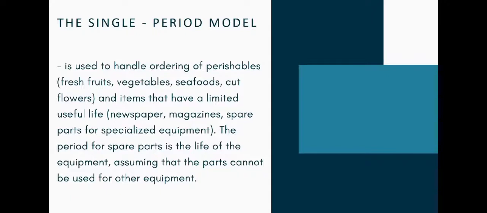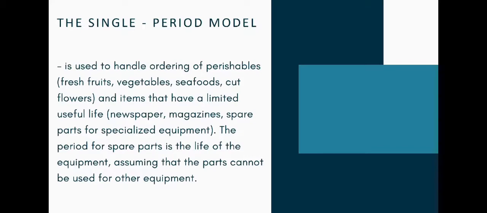The single period model is used to handle ordering of perishables, such as fresh fruits, vegetables, seafood, cut flowers, and items that have a limited useful life, like newspapers, magazines, and spare parts for specialized equipment. The period for spare parts is the life of the equipment. Assume that the parts cannot be used for other equipment.